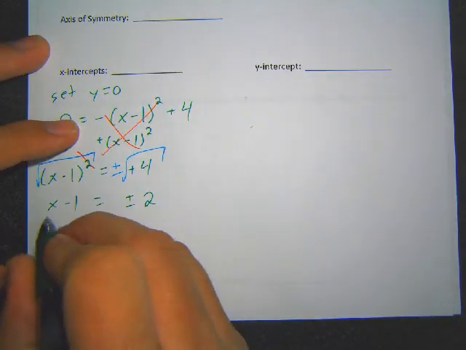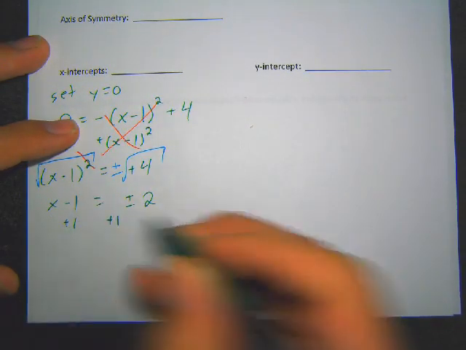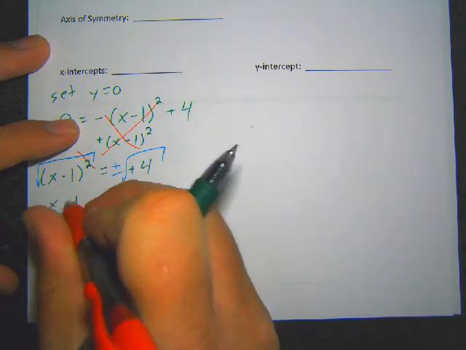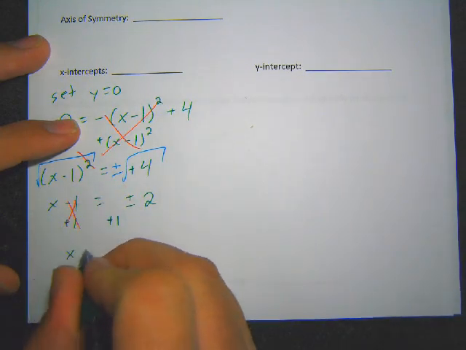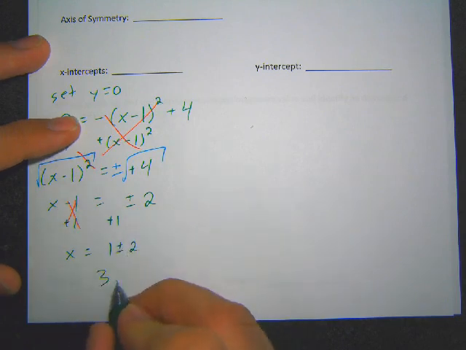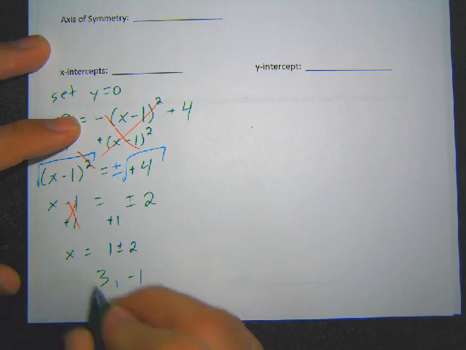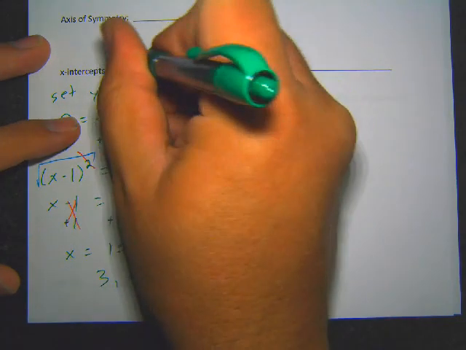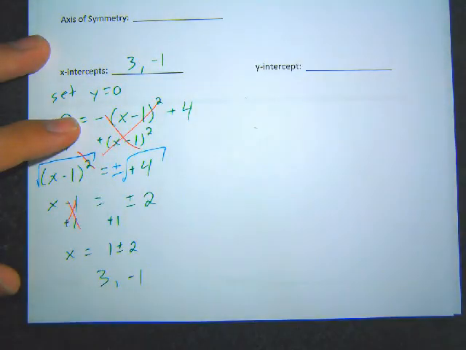And then the last thing, we're going to get x by itself. We're going to add 1 to both sides. Get rid of this minus 1. And we get x equals 1 plus or minus 2. Well, we can solve that, right? We do 1 plus 2 is 3. 1 minus 2 is negative 1. And those would be the x-intercepts. So the x-intercepts are 3 and negative 1.